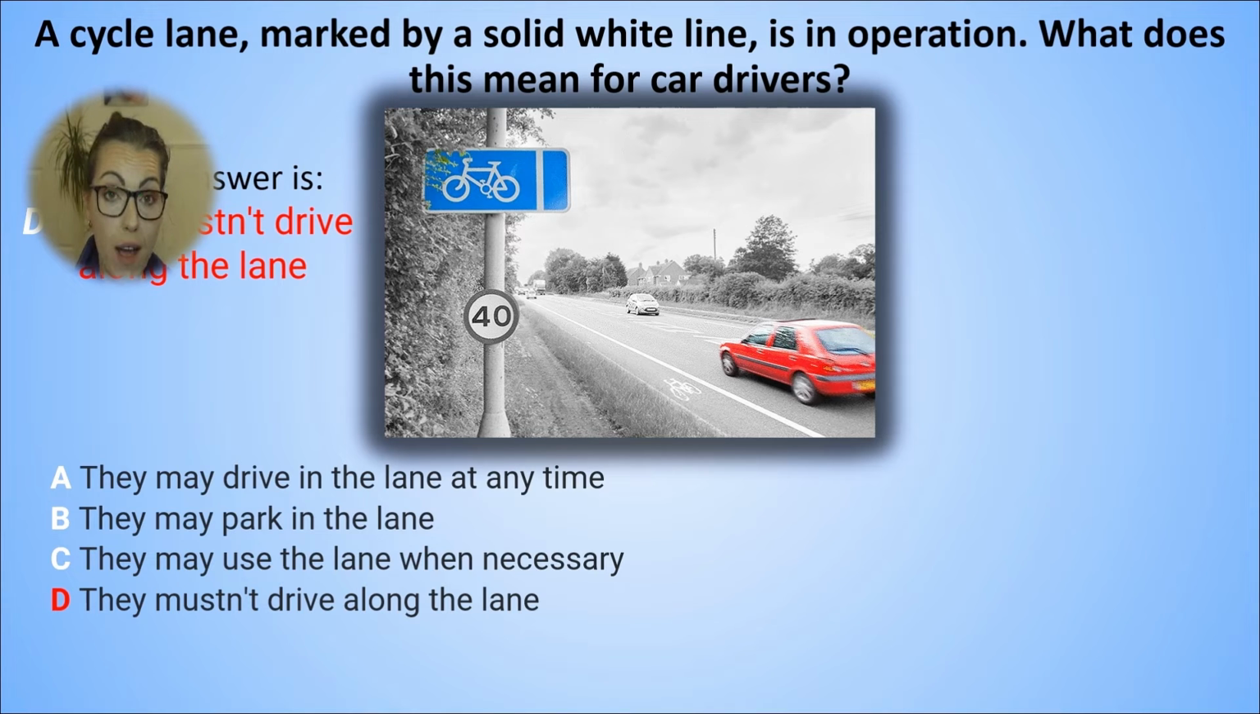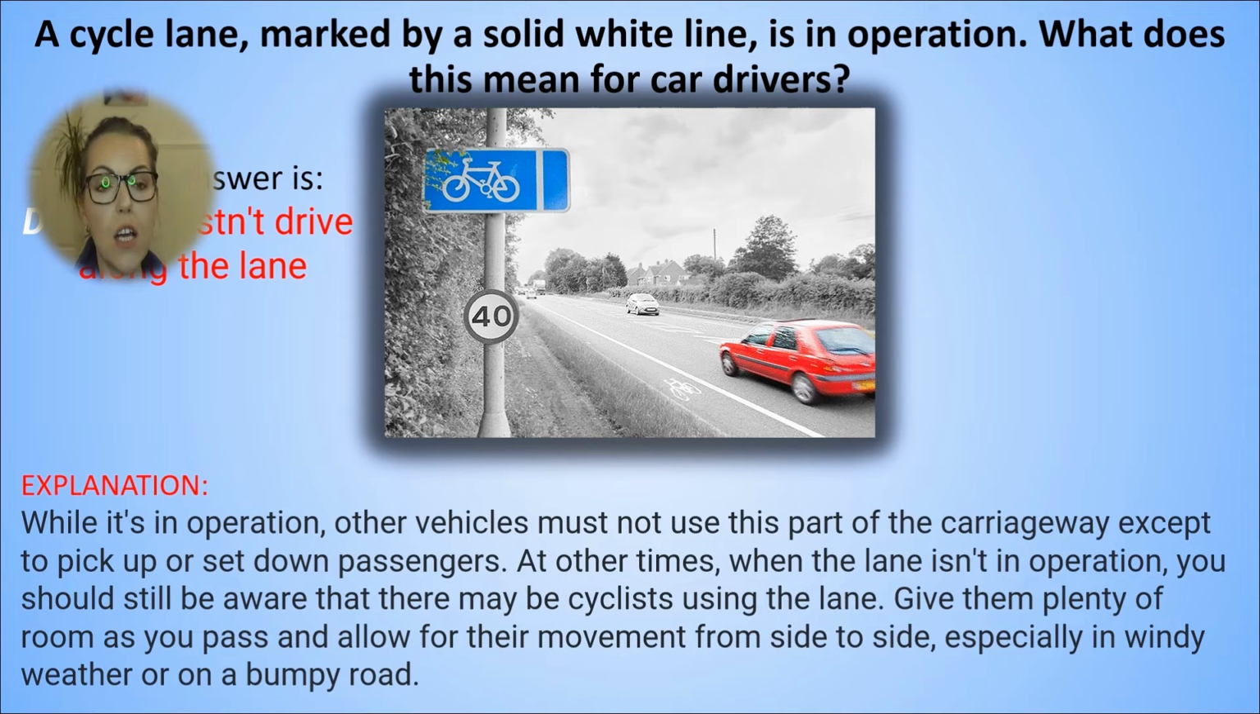1. And the correct answer is they mustn't drive along the lane. And the explanation is, while it is in operation, other vehicles must not use this part of the carriageway except to pick up or set down passengers. At other times, when the lane isn't in operation, you should still be aware that there may be cyclists using the lane. Give them plenty of room as you pass and allow for their movement from side to side, especially in windy weather or on a bumpy road.